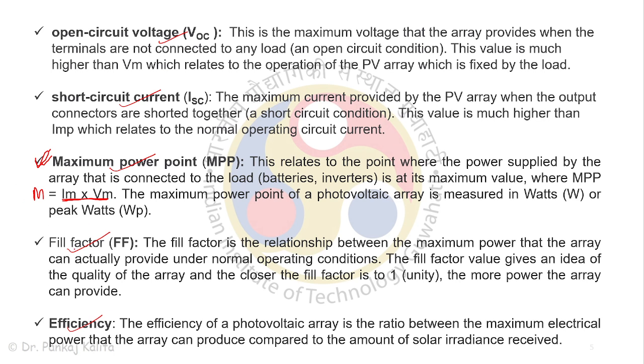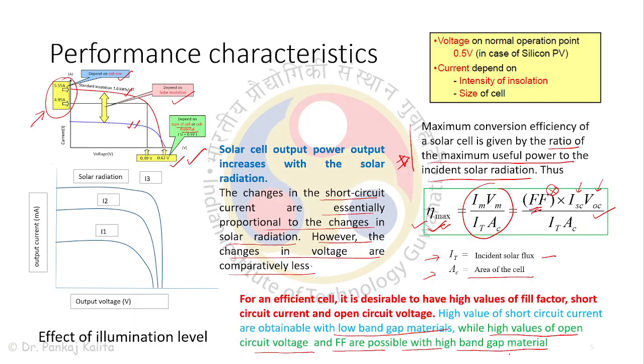Now fill factor. Fill factor, as I already explained, tells about the quality of the cell. Fill factor gives the relationship between the maximum power that the array can actually provide under normal operating condition. Efficiency, that we have already seen, is the ratio between the maximum electrical power and the amount of solar irradiance received.